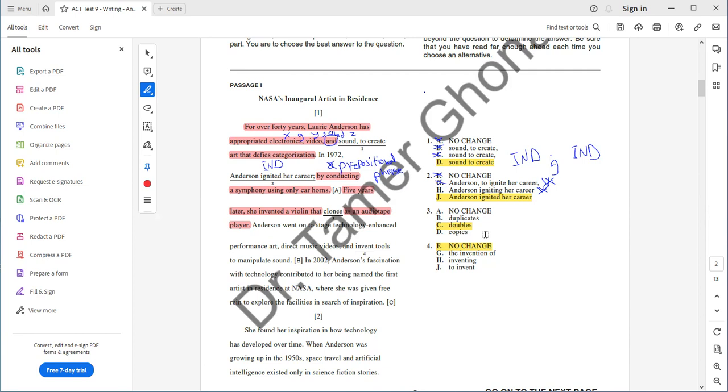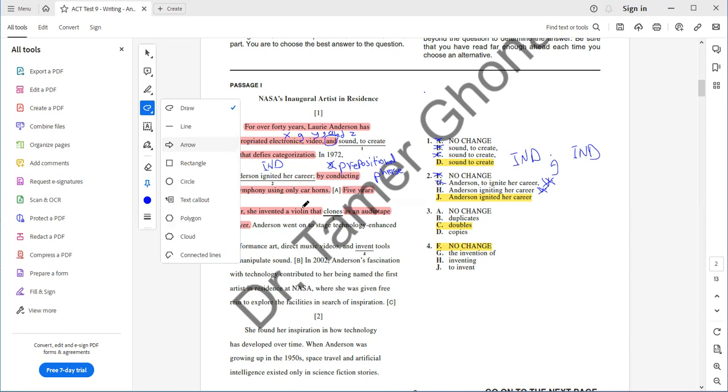Okay. Five years later, she invented a violin that acts as an audio tape player. Okay, because you are a musician and you know that. So now we have five years later, she invented a violin that. We need now something that is going to be made by the violin. Clear? And here he gives you an example, an audio tape player. So we need also to know the audio tape player does what? Is clones or duplicates, because all of them have the same meaning. Clones, duplicates, doubles, or copies?